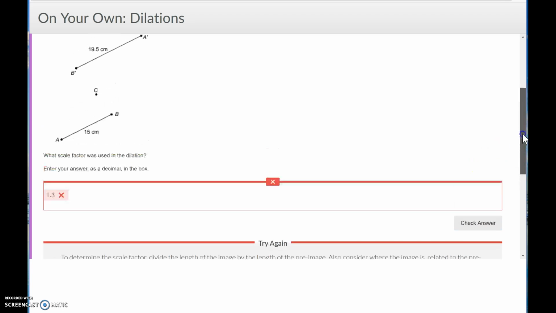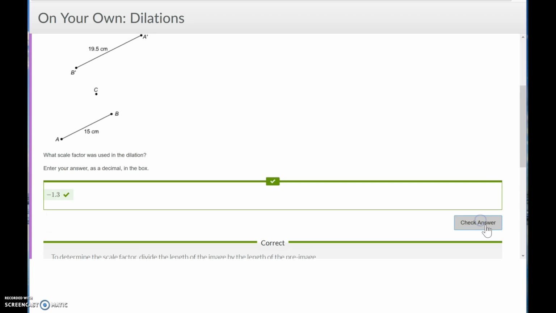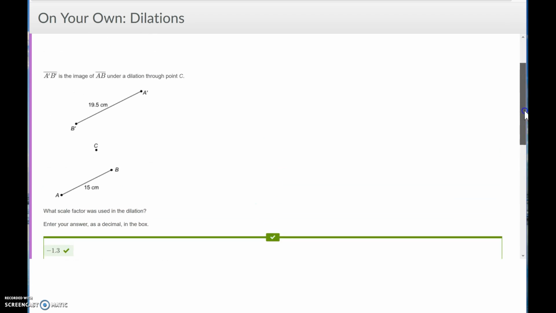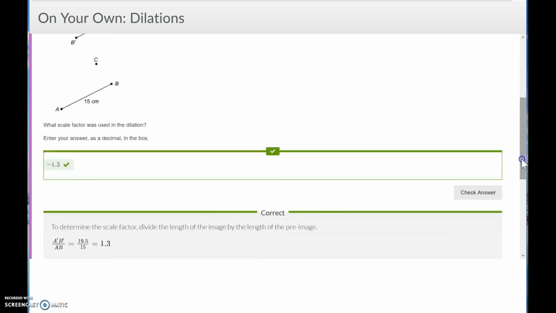Oh, we forgot to notice that it flipped. There we go. See, if it would have been positive, A would have been lined up with A. See how B is over here now and A, they flipped. Sorry about that.